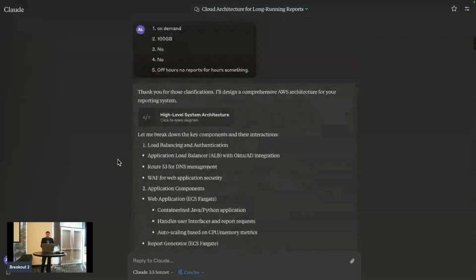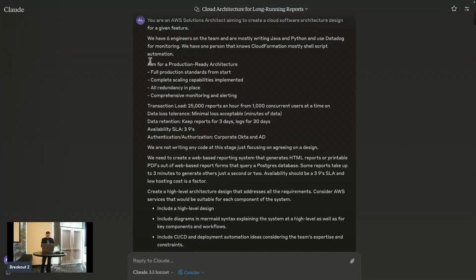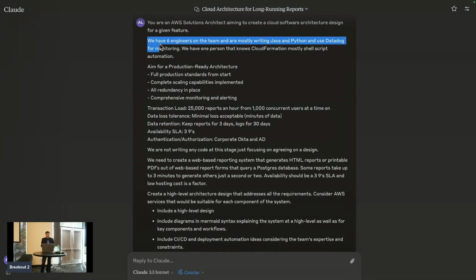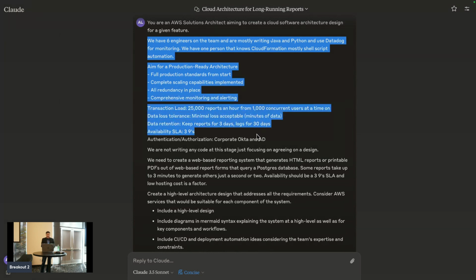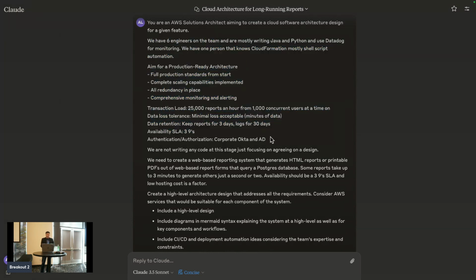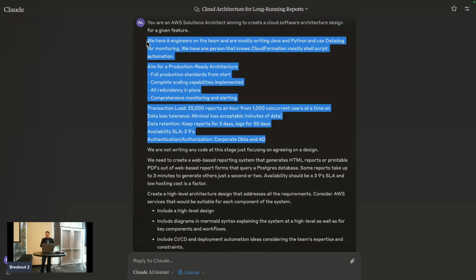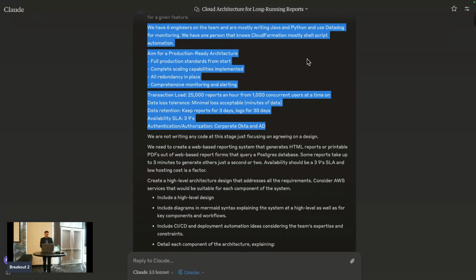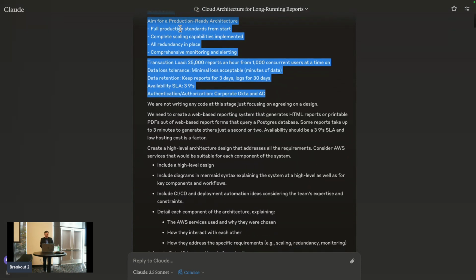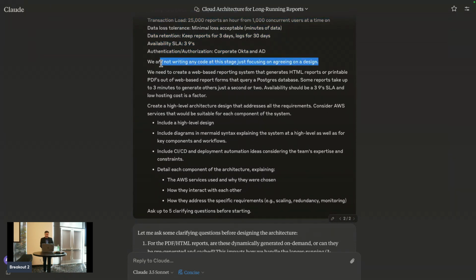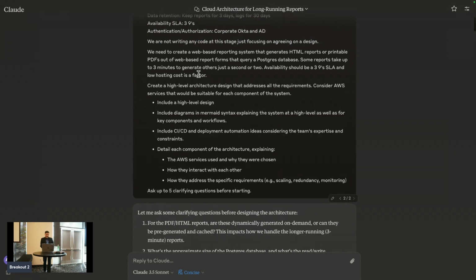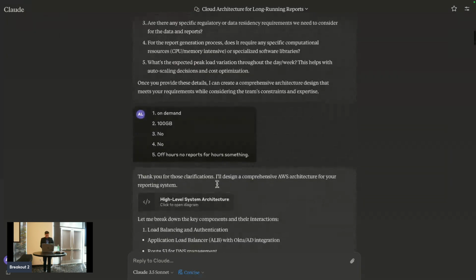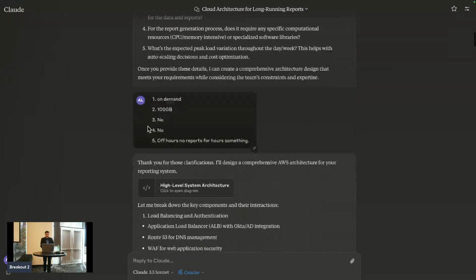So this was the report generation one. This was where I gave it a little bit more free-flowing stuff before I had a template. But I covered some of the same things, like, oh, we're just 6 people, we're working in Java and Python, we use Datadog, aim for production ready, this is how many reports we're doing. Then I continue with not writing any code at this stage and the rest of it. Asking me my 5 questions.